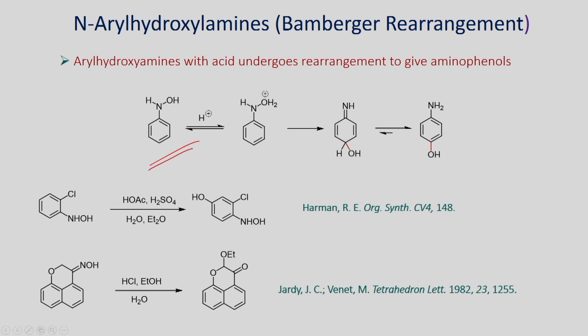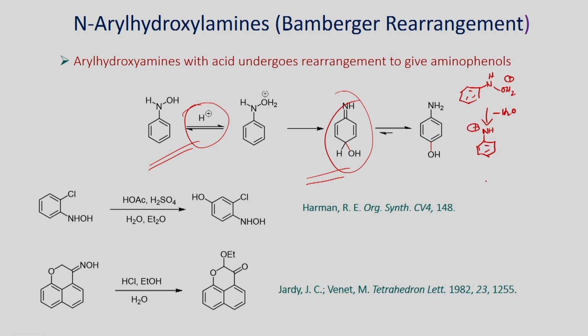Now, let us look at the rearrangement of hydroxylamines. If you have this N-phenyl hydroxylamine, when you react with acid, it can also undergo rearrangement to give this aminophenol as the product, as we have just seen. When you treat with acid, you form this intermediate. Once you form it, it can lose a water molecule and you will be able to form this cation. Once you form this cation, it can react with a water molecule.